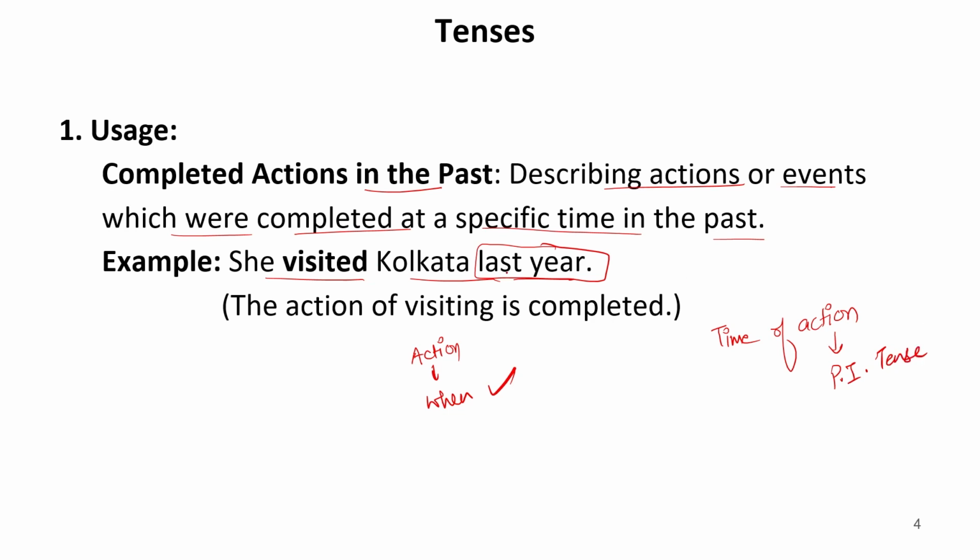So, she visited Kolkata. Now, if "last year" was not mentioned here, it could have been written in a form like, she has visited Kolkata. But just because "last year" is mentioned here, it should be formed in past indefinite tense only.